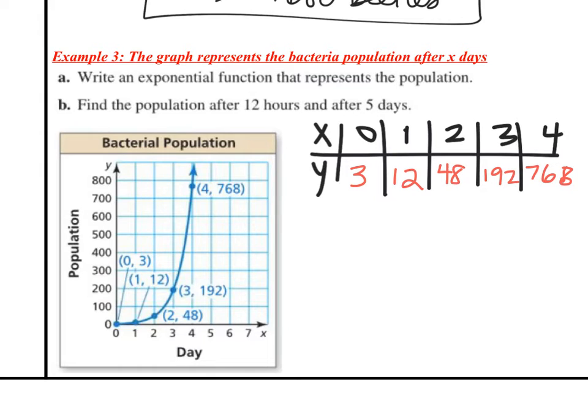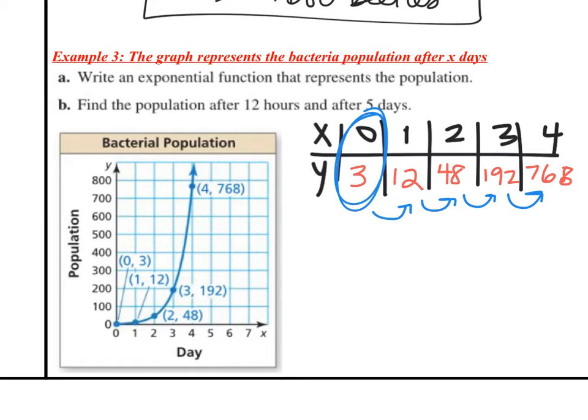When you're writing an equation, because that's the first thing it asks us to do, write an exponential function, just means write the equation. You need the y-intercept. You also need what it's multiplying by. Look at this table. What's the y-intercept? Where is x equal to 0? 3. We did this last week. That's your y-intercept.